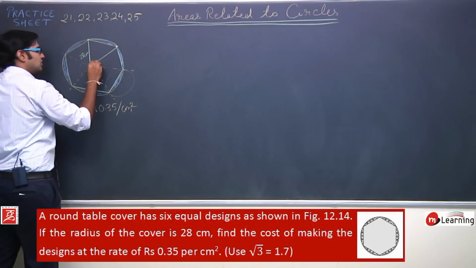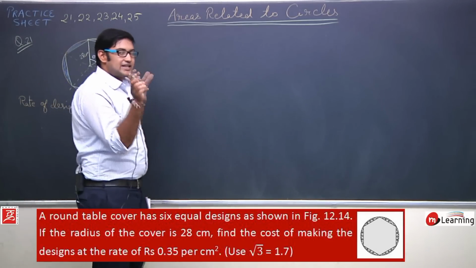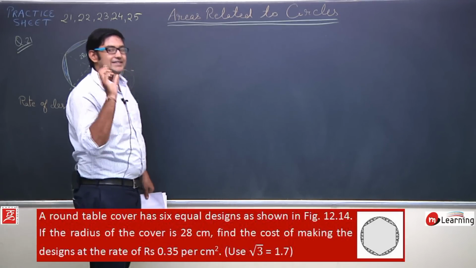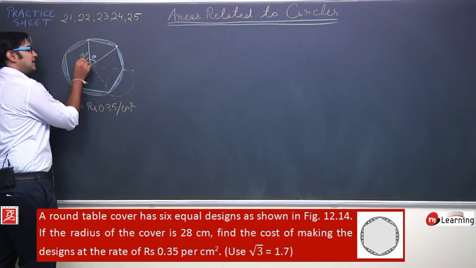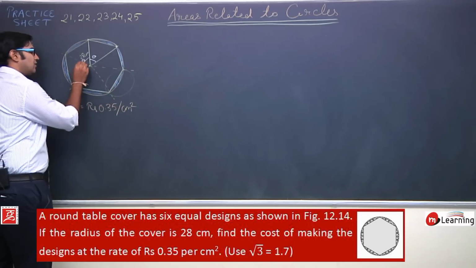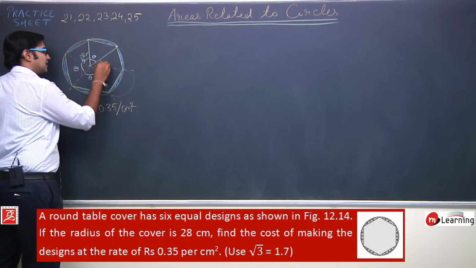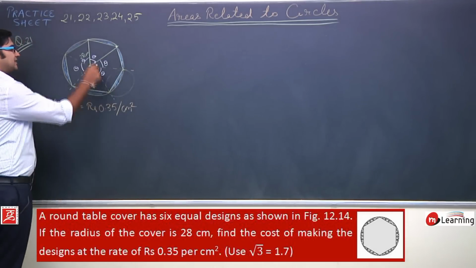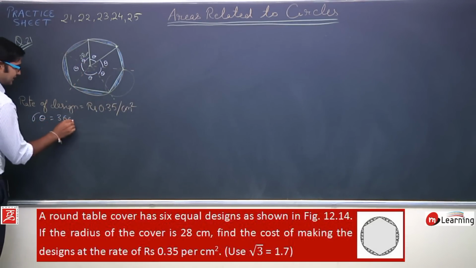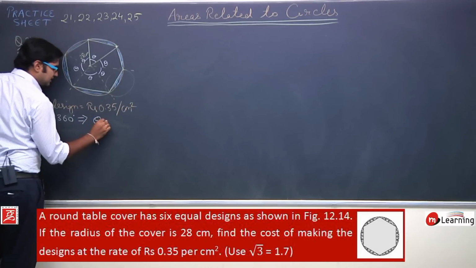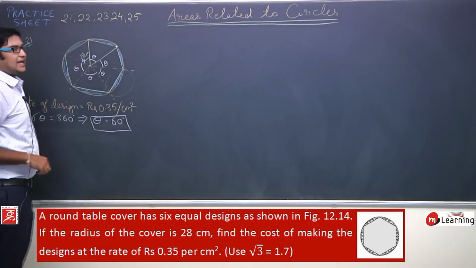So let us say this angle is theta. Now since the size of the design is the same in all the 6 cases, if this angle is theta, then this angle also has to be theta, and so on for each of them. So 6 times theta is equal to 360 degrees. It implies theta is equal to 60 degrees. Okay, so I have the value of theta as 60 degrees.